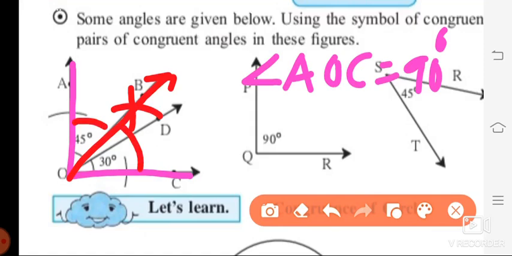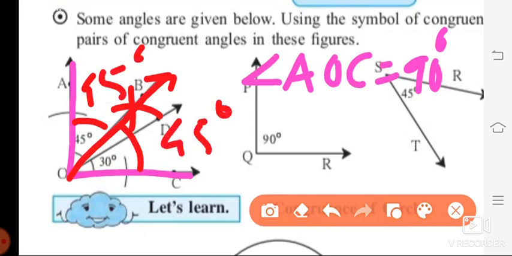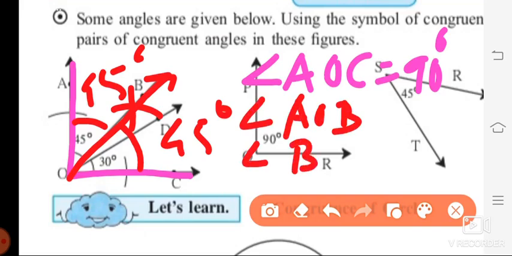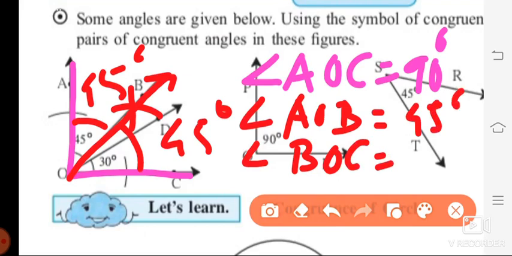So angle AOC is of 90 degrees. If we draw a bisector, what will be the measures of the 2 angles which are formed? Correct, it will be 45 degrees. Okay, so I'll show again. 45 degrees, and this angle will also be 45 degrees. So see, we got now angle AOB and angle BOC, which are equal to 45 degrees. Okay students, both are equal to 45 degrees.